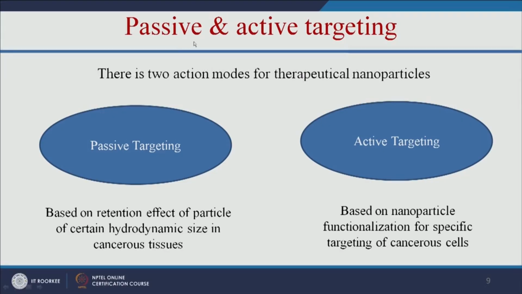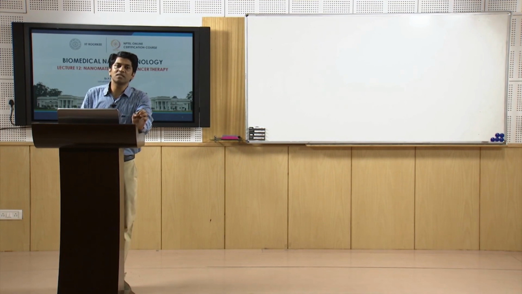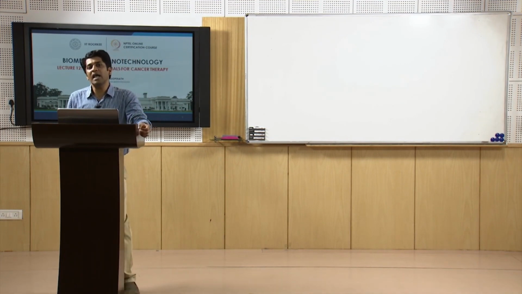And these nanoparticles can be targeted to the tumor cells by passive targeting and active targeting. So let us see what is passive targeting. It is based on the retention effect of particles of certain hydrodynamic size in cancerous tissue. The cancerous tissue or tumor location will have leaky blood vessels, and it will also have enhanced retention and permeability, that is called the EPR effect. So due to that the nanoparticle will go and bind only to the tumor location. That is called passive targeting.